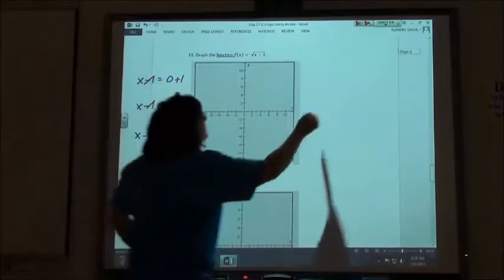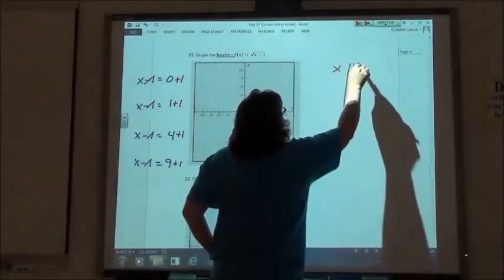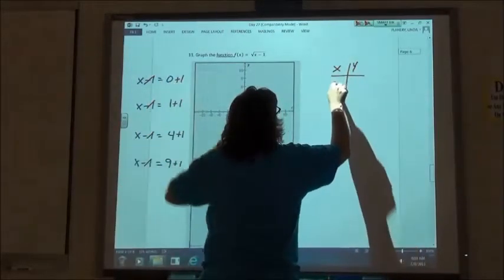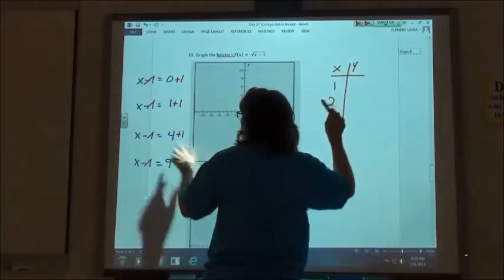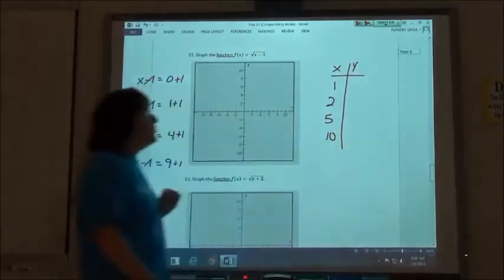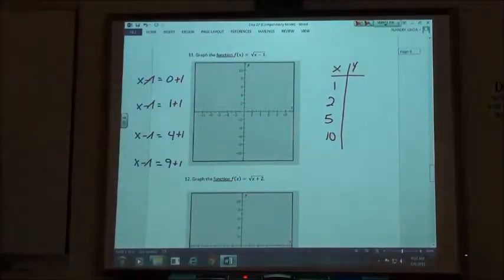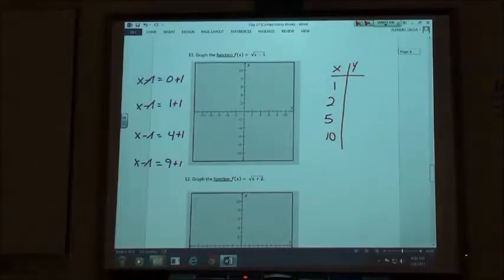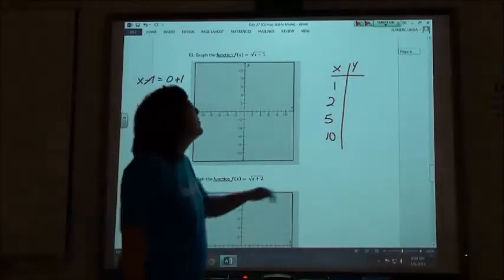So we want x to equal 1. 1 plus 1 is 2, 4 plus 1 is 5, and 9 plus 1 is 10. And those are the values we're going to put in for x on our table. And then they should come out to nice perfect squares.